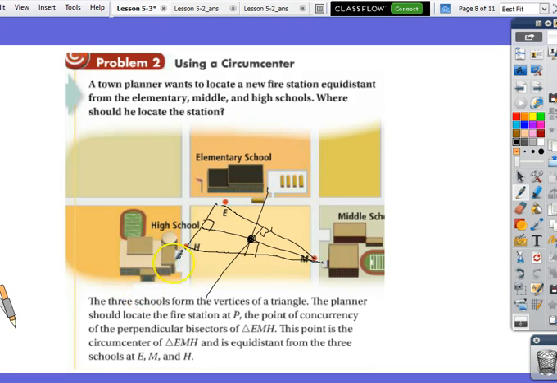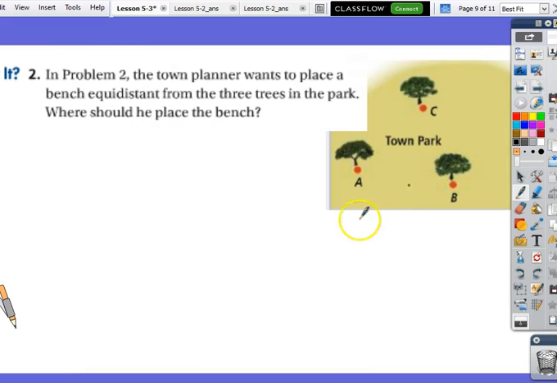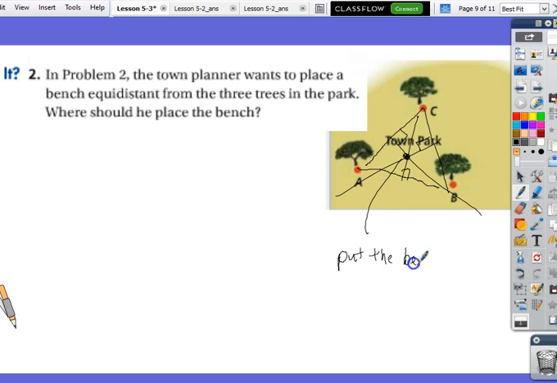So if you get a problem like this on homework, where the town planner wants to place a bench equidistant from the three trees in the park, where should he put the bench? Just go ahead and fill in the triangle, do your best sketch of what you think the perpendicular bisector would be of each one, and show me that they're perpendicular lines. Mark your point of concurrency and say, put the bench here. Just show me that you understand the concept that the perpendicular bisectors are going to meet at a point of concurrency.